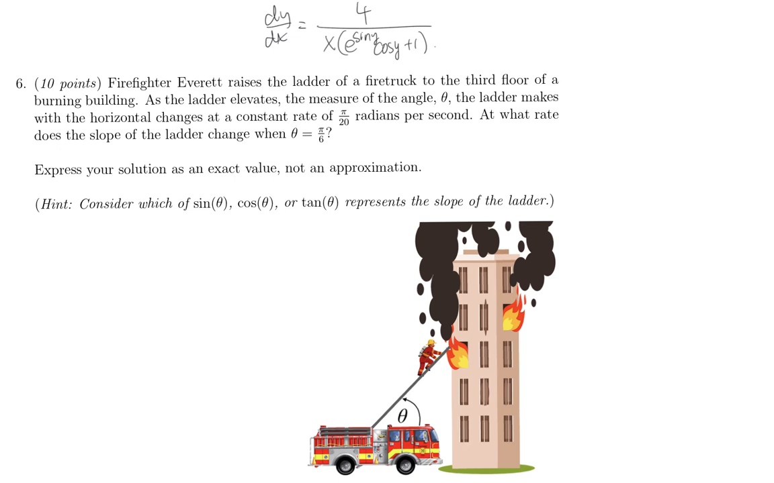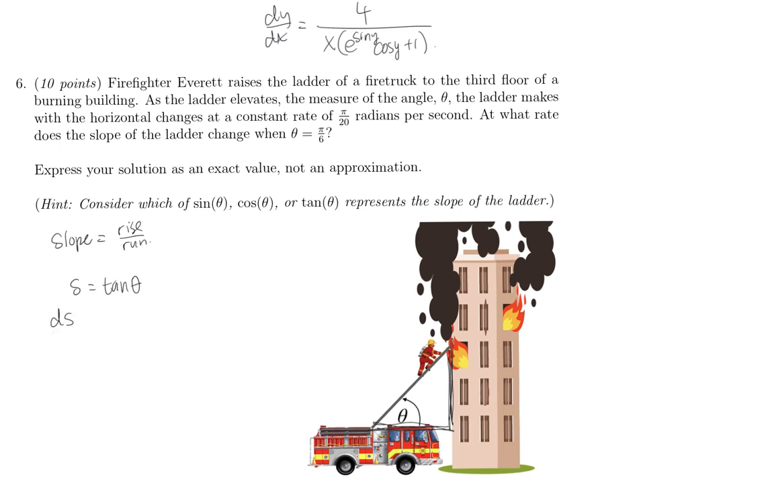So what I want is some relationship between this angle theta and the slope. I know that the slope of the ladder is going to equal rise over run. We know that slope is equal to that. Well, what is rise over run? I know that that's defined to be the tangent of theta. So I can say that slope is equal to tangent of theta.